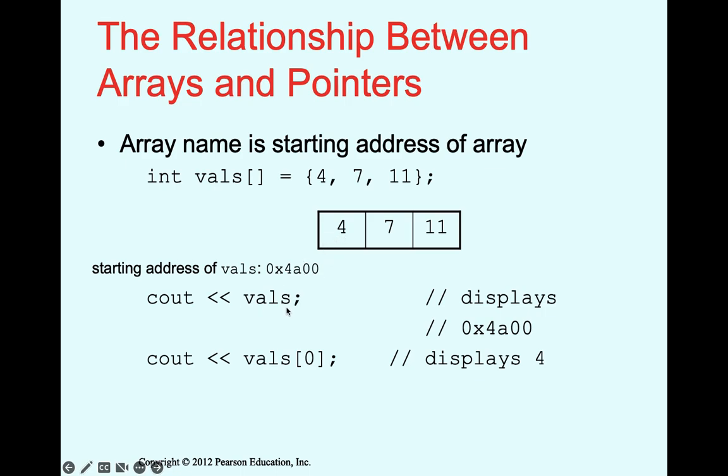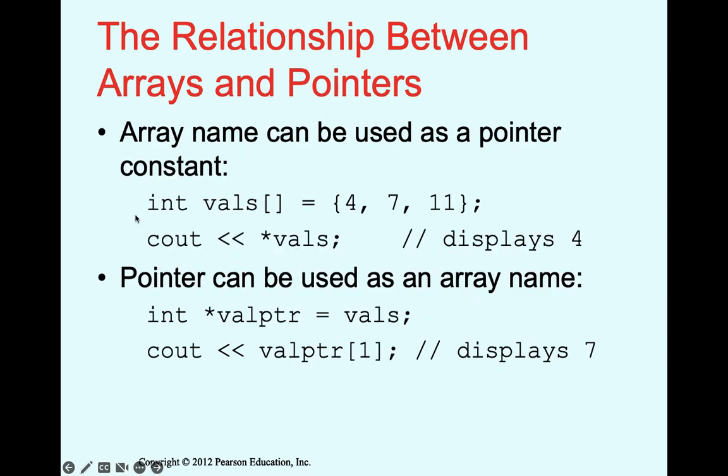If you print vals, if you print the name of the array, if you remember we did this before, you will get some address. Okay. But if you print vals of 0, it will print the content of the first element in the array. So again, int vals. If you print not vals, but the value at vals, it will print 4. Because vals contains the address of the first element. Star vals will give the value at the address of the first element, which is 4 in this example.